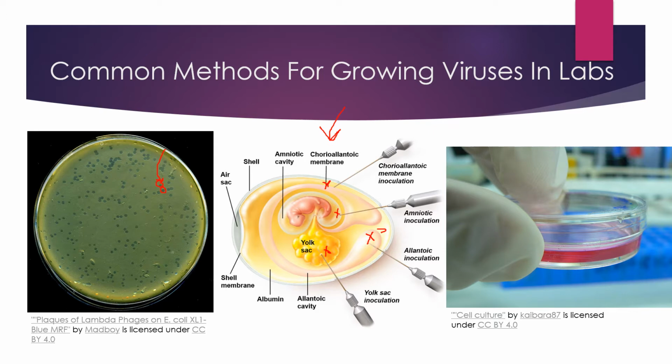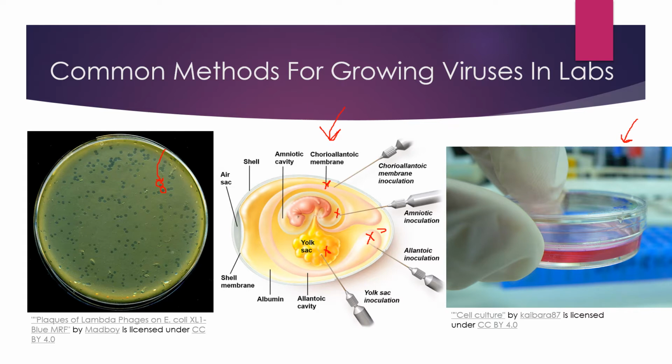These viruses can then be extracted and purified to make a vaccination. This is why people with severe egg allergies may be unable to get a flu vaccine injection, that is. A third method of growing viruses is cell culture.